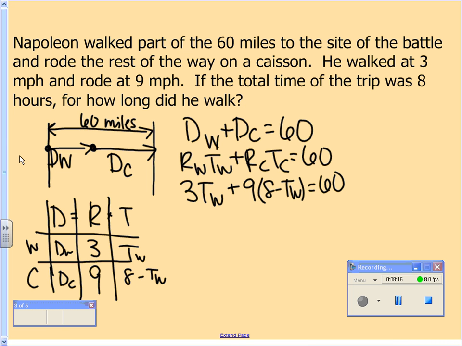Does that make sense? We just took the information from our chart and plugged it into our equation. See how that works?